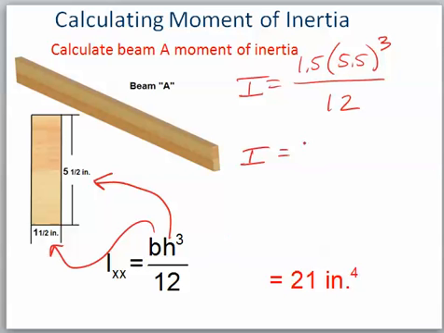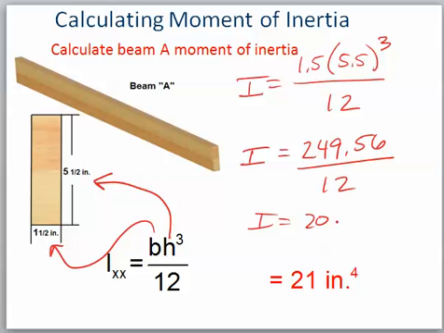The inertia then is 249.56, and it's going to be over 12. And when we divide that by 12, we get 20.79, which you can see that they've rounded to 21 inches.